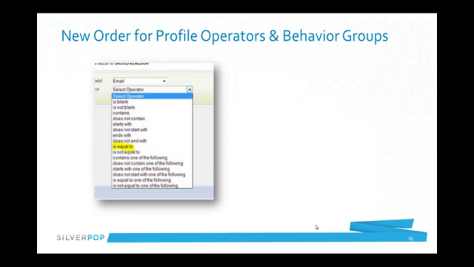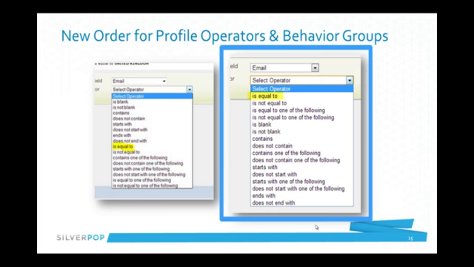We also made changes to the profile operators after doing more research on ordering that better fits how you think and work. For example, take a look at the old placement of is equal to, one of the most commonly used operators. With 8.8, it is now at the top, and you'll also see that it's grouped with other like operators. We did the same thing with the entire list of operators.